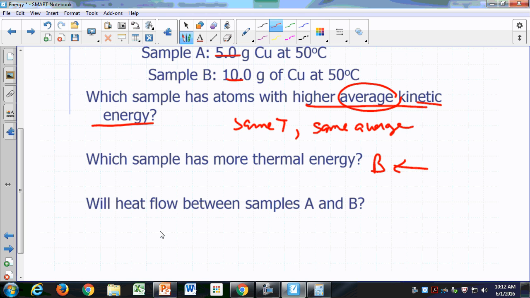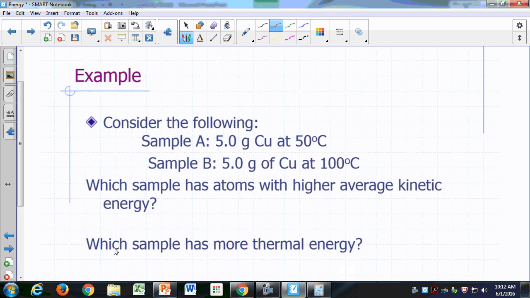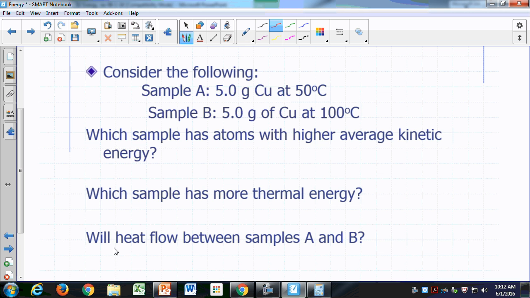Will heat flow between samples A and B? Well, the rich kids give their money to the poor kids. Same temperature, there's no heat flow, right? No heat flow, you're looking at the same temperature. Good? Alright.